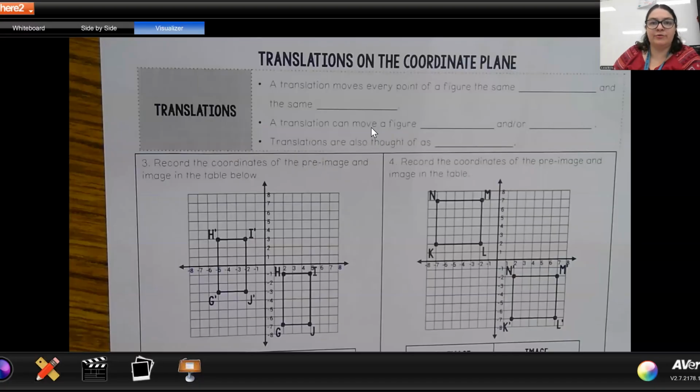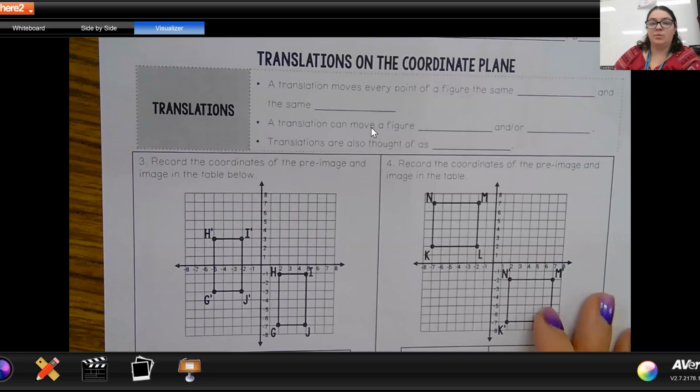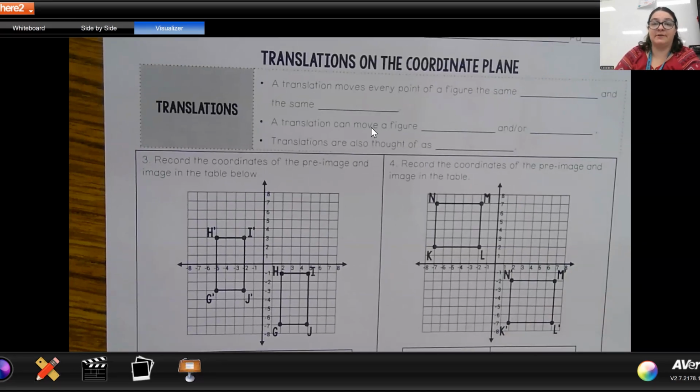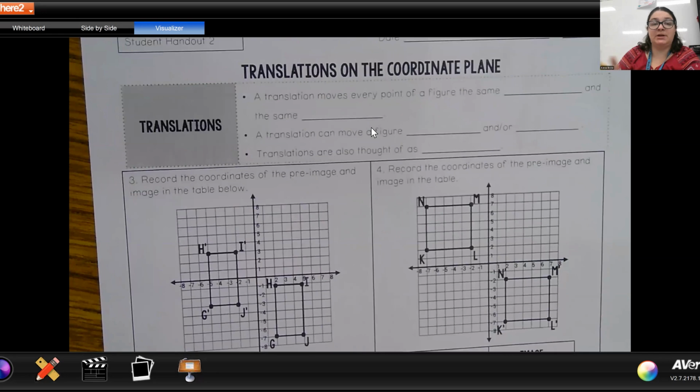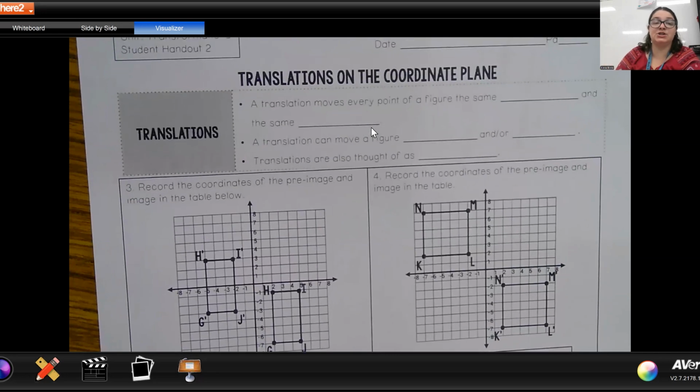Hello, guys. So for tomorrow's lesson, we are going to focus on translation specifically. As you can remember, yesterday we defined translations, rotations, reflections, and a translation is when the shape slides. It looks the exact same, it's just in a different place now.